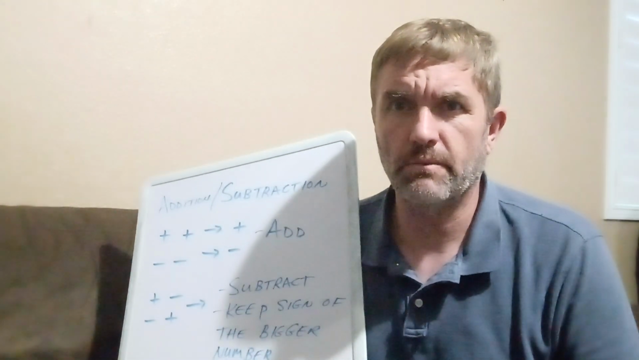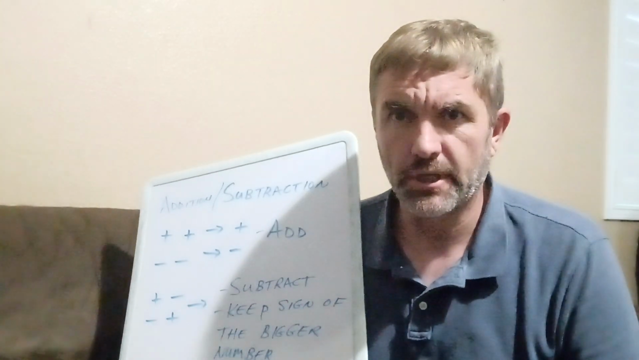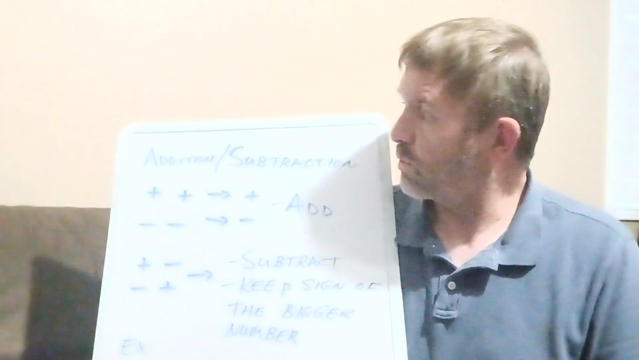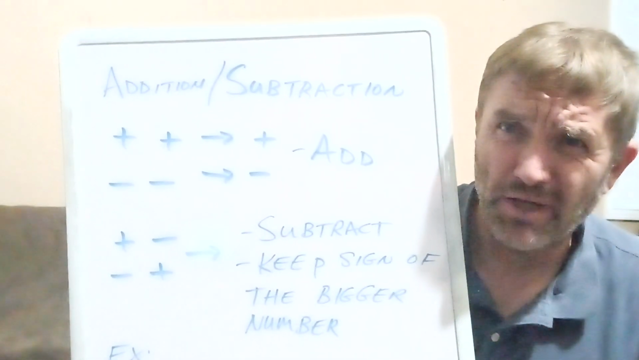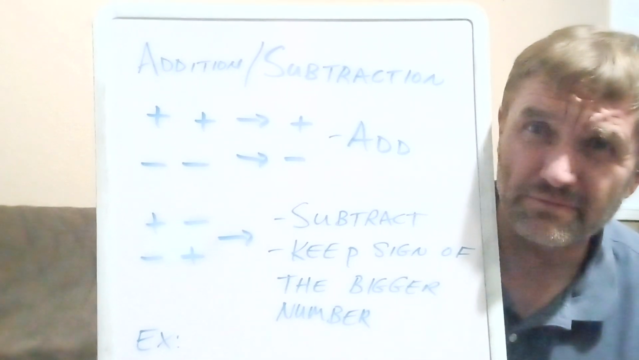Today we're going to talk about the addition and subtraction rules with positive and negative numbers. There are four combinations. You have positive, positive; negative, negative; positive, negative; and negative, positive.